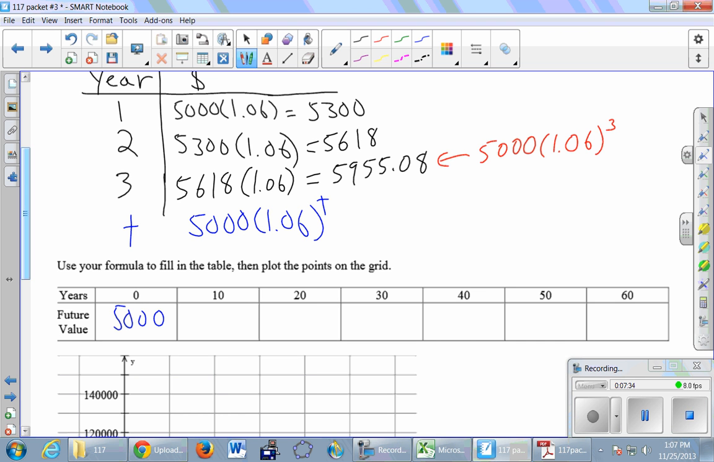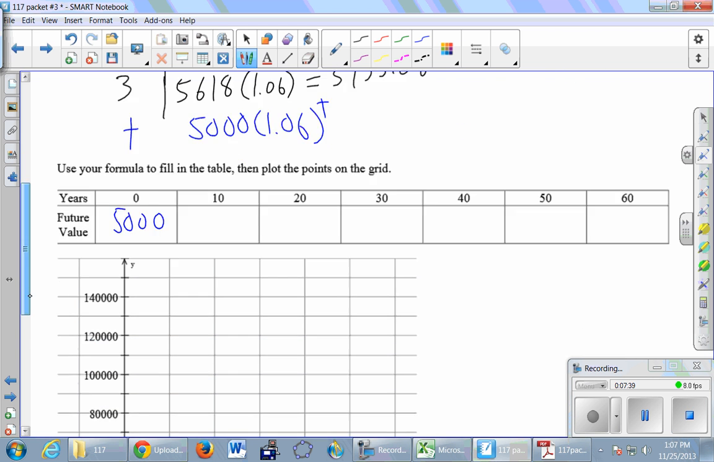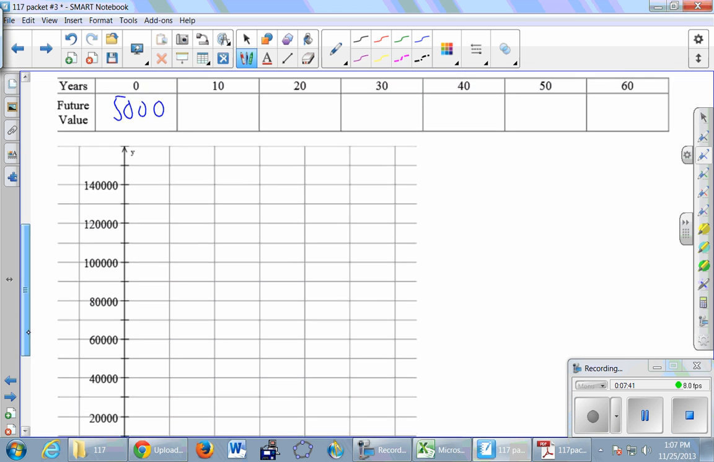And with your neighbors, you can divvy up the work a little bit. Let's get this whole table filled in. And when you're done filling in the table, plot all of those points.